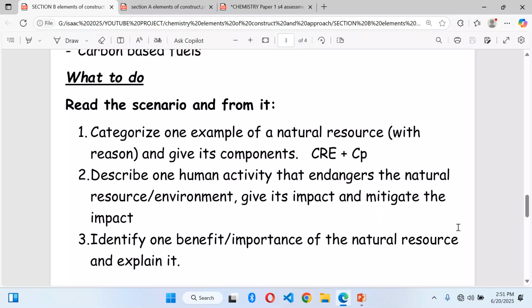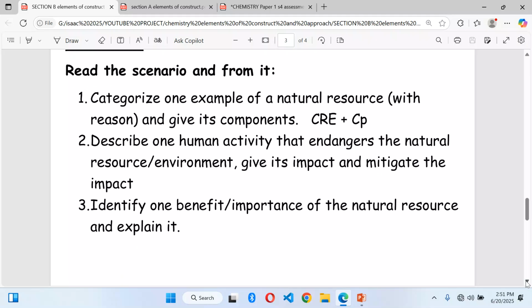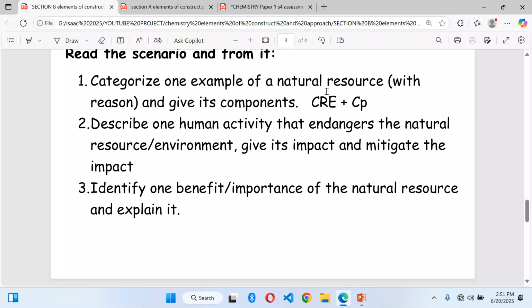Now, which means in this case, we need around 3 paragraphs. First paragraph, talking about all this. Second paragraph, describe one human activity. Where do we get this human activity? From the scenario. The human activity that endangers the natural resource, the one you have identified above, or the one that is affecting the environment. Give its impacts and then mitigate the impact. In the last paragraph, we talk about one benefit or importance of the natural resource, which is very well explained. Yeah, so that is it.